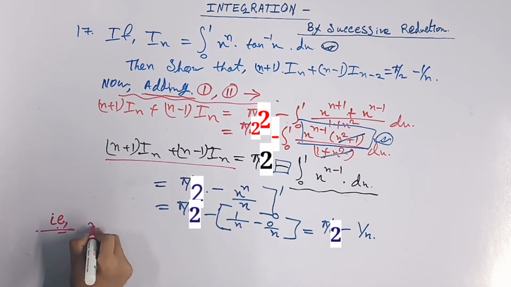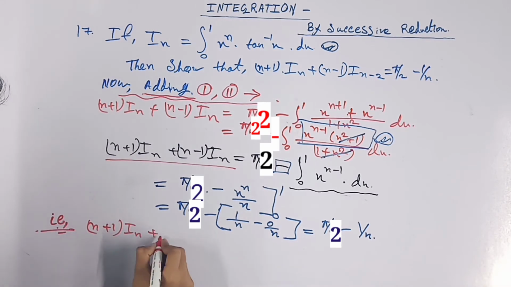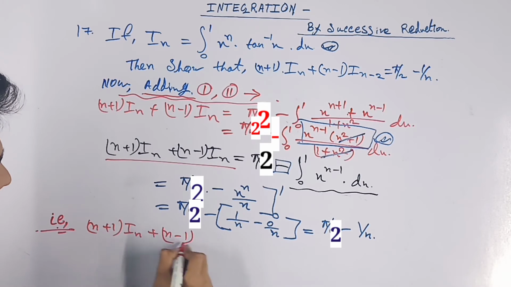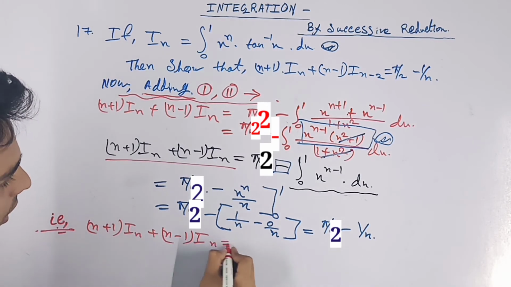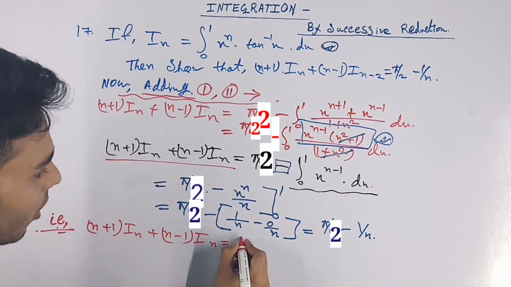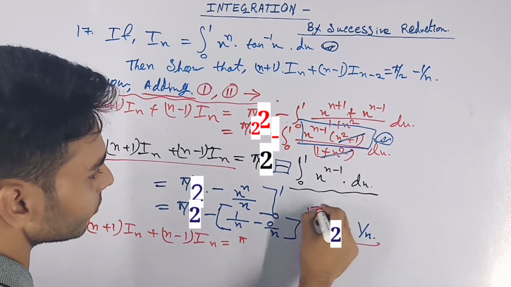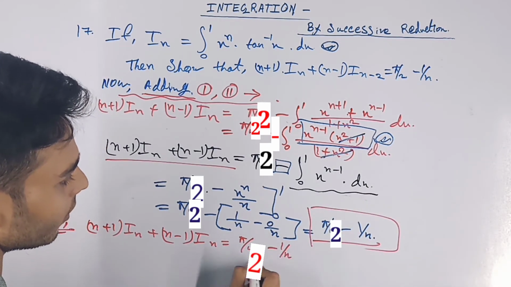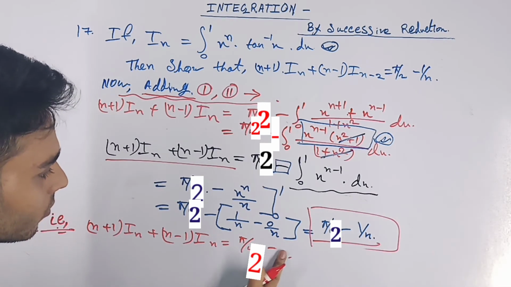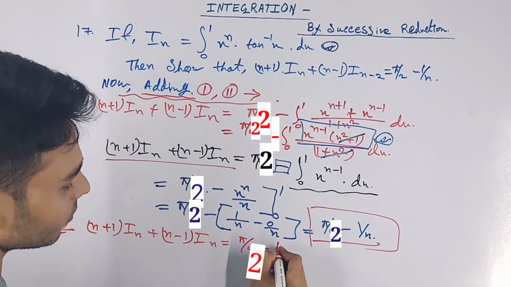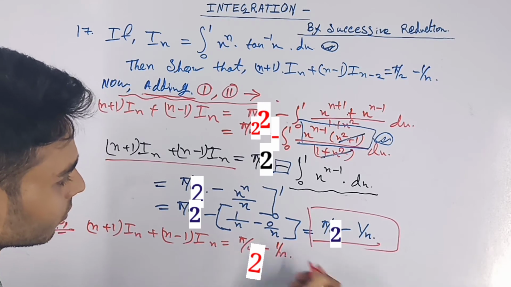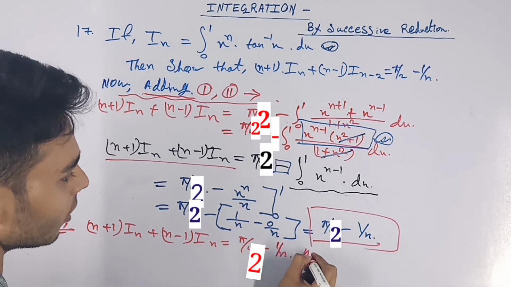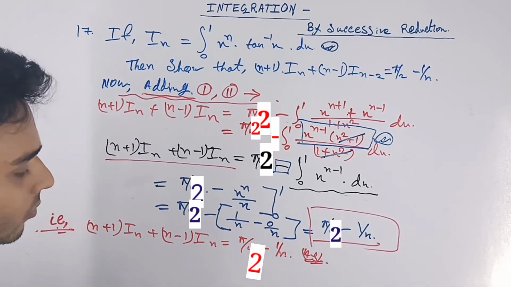So now the left side is n plus 1 of I of n plus n minus 1 of I of n, that equals, I write again, pi by 2 minus 1 by n, and that is the answer.